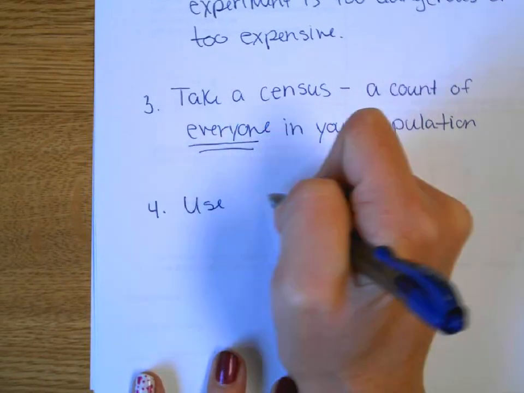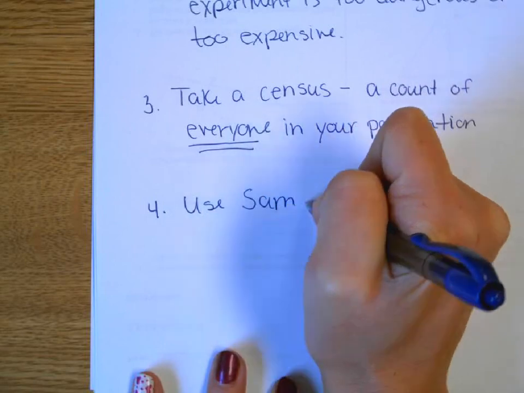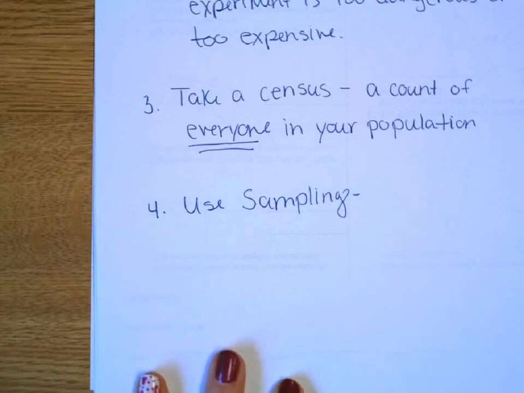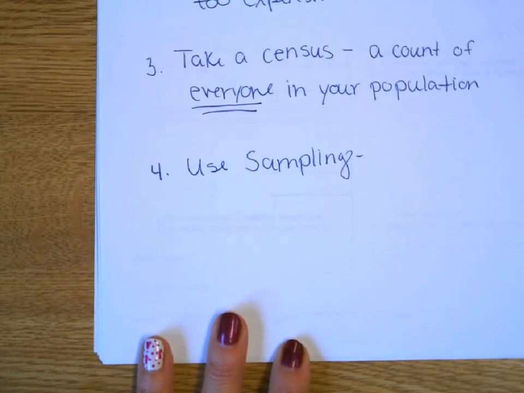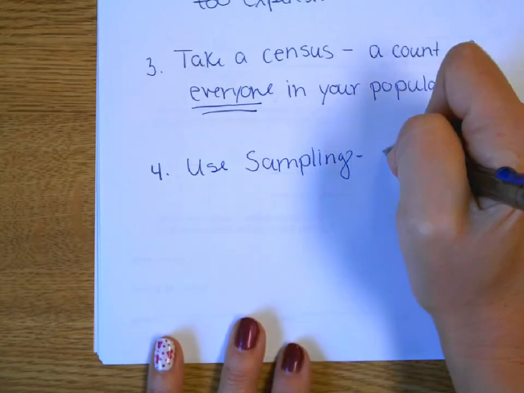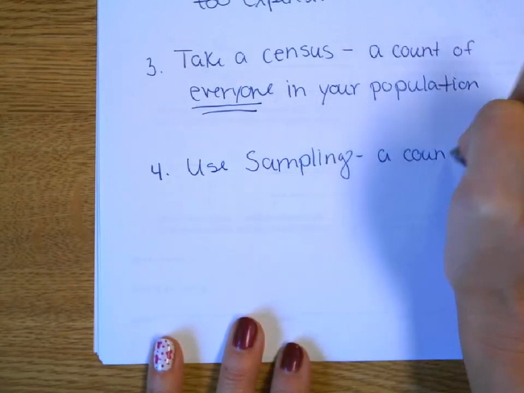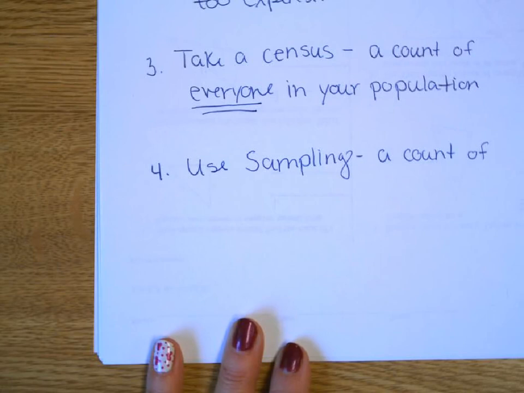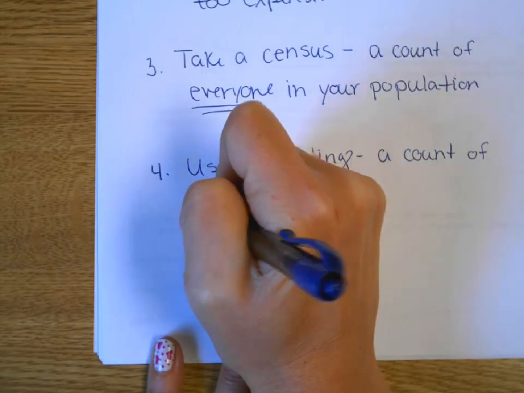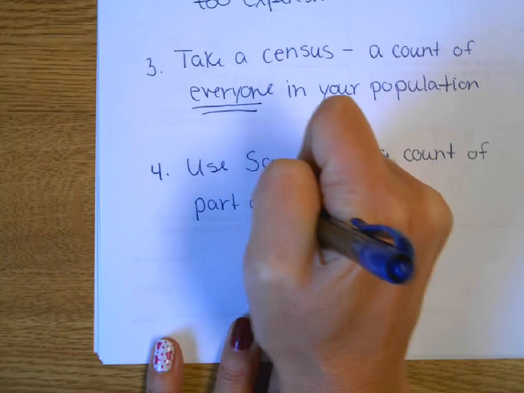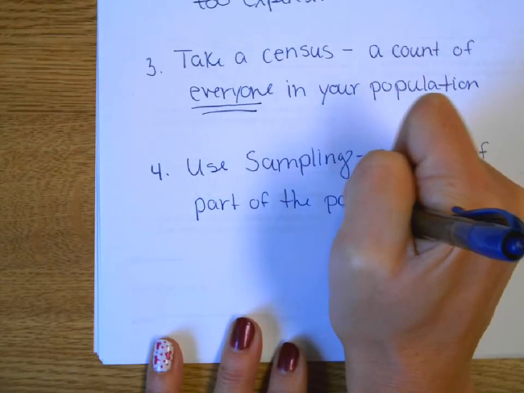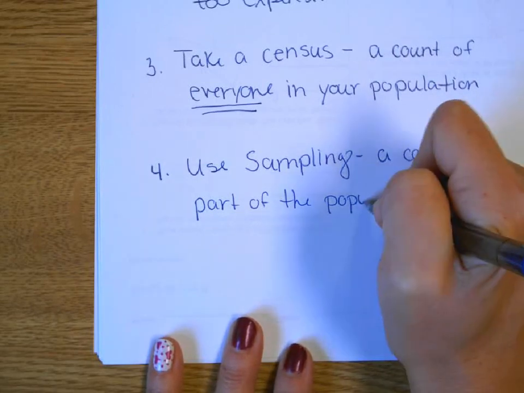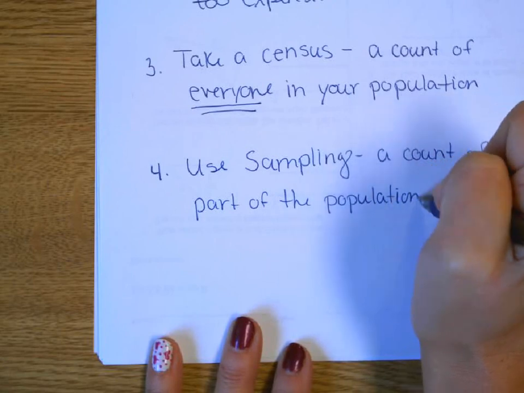Use sampling. Still want to be able to do your survey. So if you did a survey, you probably did a sample of students in the high school. Okay, sampling is just a count or measure of part of the population being studied. You said the word measure. I know. Write it down. A count of part of the population being studied.